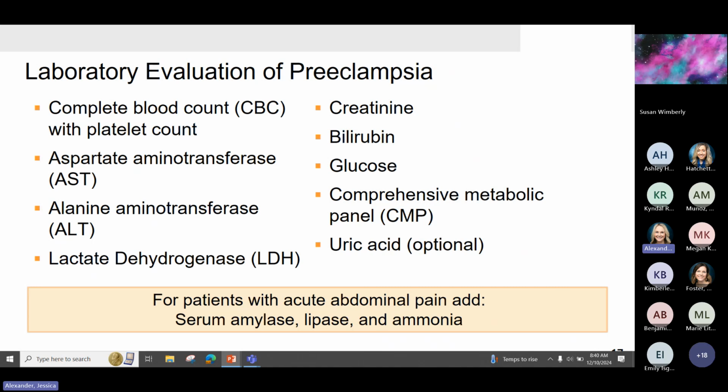Other lab evaluations, CBC, liver functions, creatinine, bilirubin, glucose. Uric acid is optional. It's one of the older labs used to follow preeclampsia. I personally have still found it valuable, but it's not always incorporated in the lab test. For patients with acute abdominal pain, obviously looking to consider the possibility of pancreatitis, and ammonia is checked if you have a suspicion of acute fatty liver.